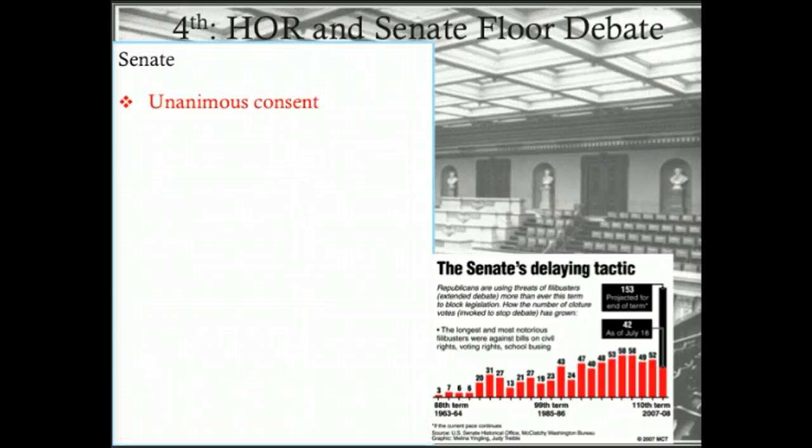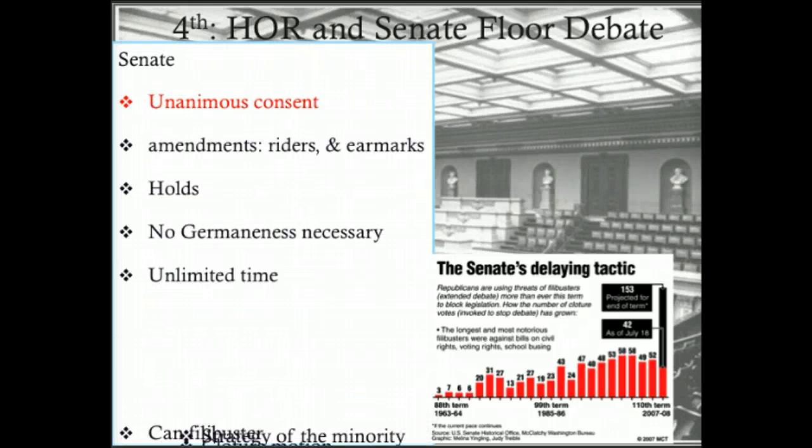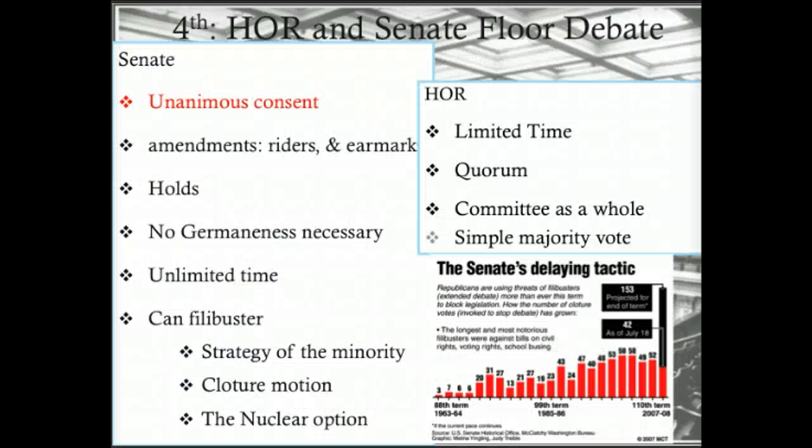Okay, I've already gone through the Senate. I'm going to go through the House. Okay, the House of Representatives. You have limited time to actually debate. That time is established by the House Rules Committee.